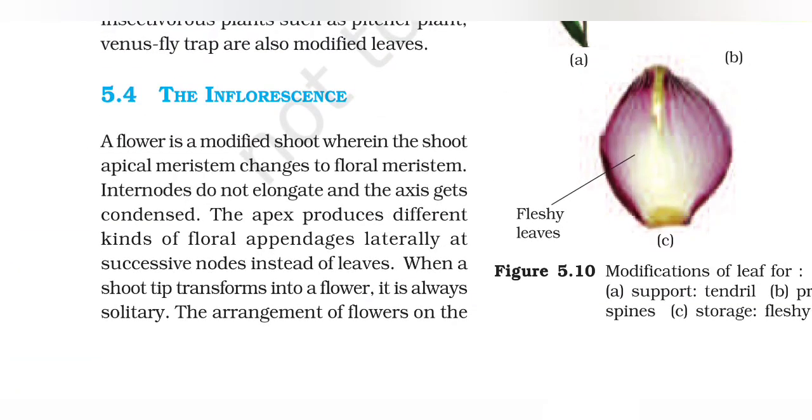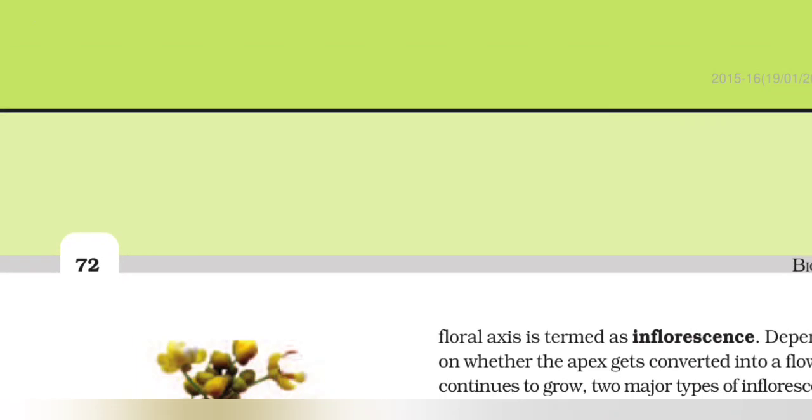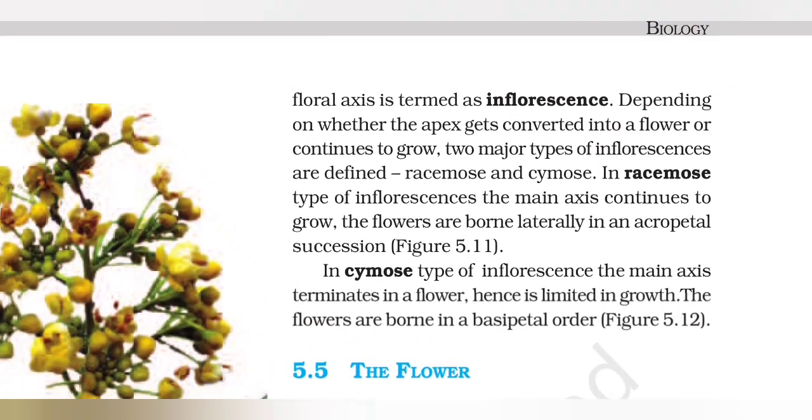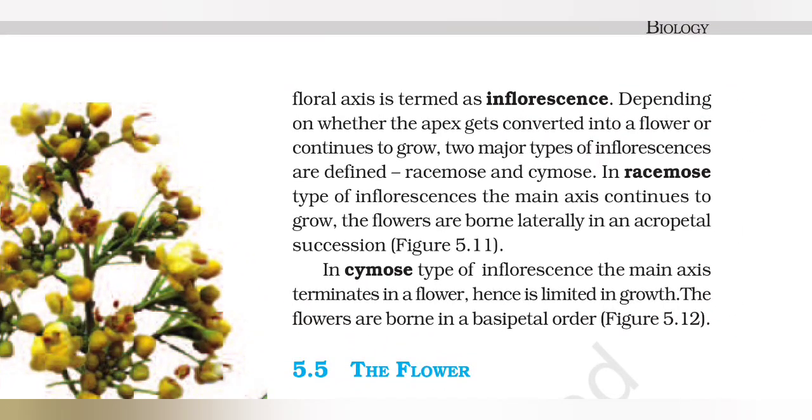The inflorescence. A flower is a modified shoot wherein the shoot apical meristem changes to floral meristem. Internodes do not elongate and the axis gets condensed. The apex produces different kinds of floral appendages, laterally adding successive nodes instead of leaves. When a shoot tip transforms into a flower, it is always solitary. The arrangement of flowers on the floral axis is termed as inflorescence.